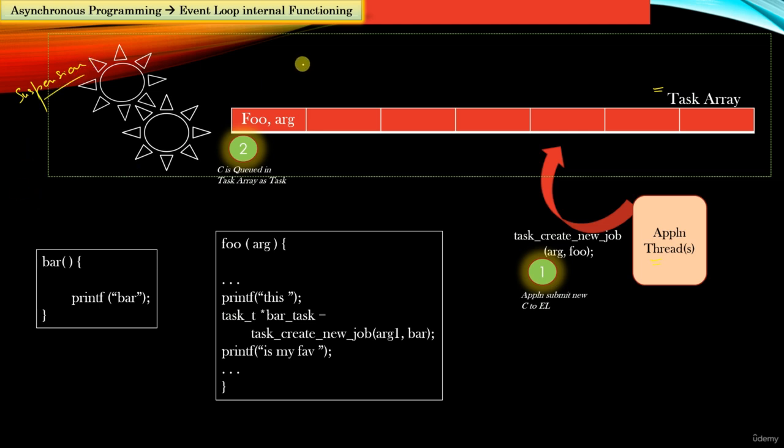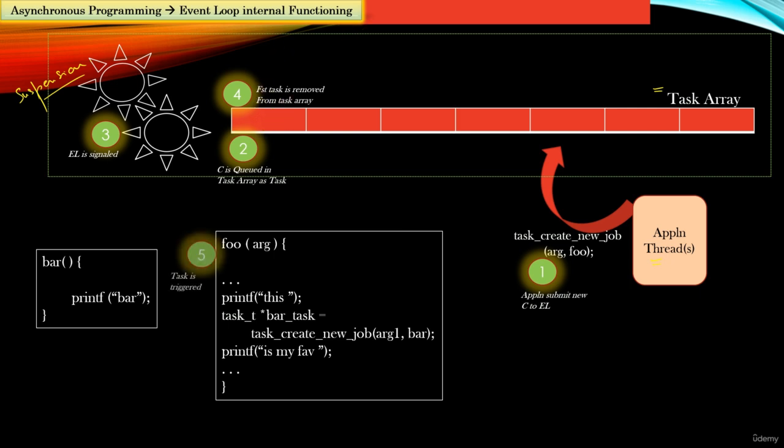Alright? And as soon as a new computation is queued up into the task array of an event loop by the application, the event loop thread is signaled, or in other words, it resumes its execution. Then in step number 4, the event loop thread will pick up the first task from its task array. Alright? So that particular task is removed from the task array. And then in step number 5, that particular computation is fired by the event loop thread.